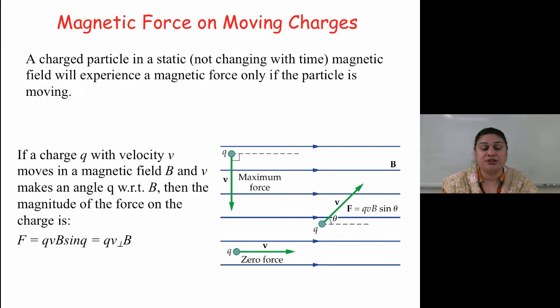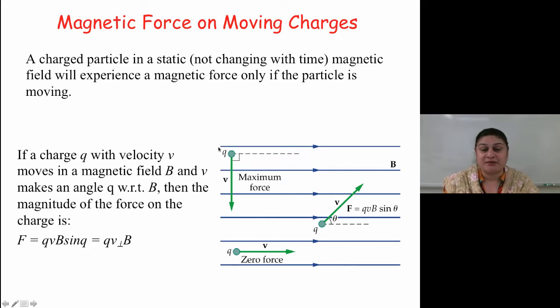So if a charge Q with a velocity v moves within a magnetic field and v makes an angle theta with respect to B, then the magnitude of the force on the charge is F equals QvB sine of theta. Or if they are perpendicular to each other, then it will be QvB.